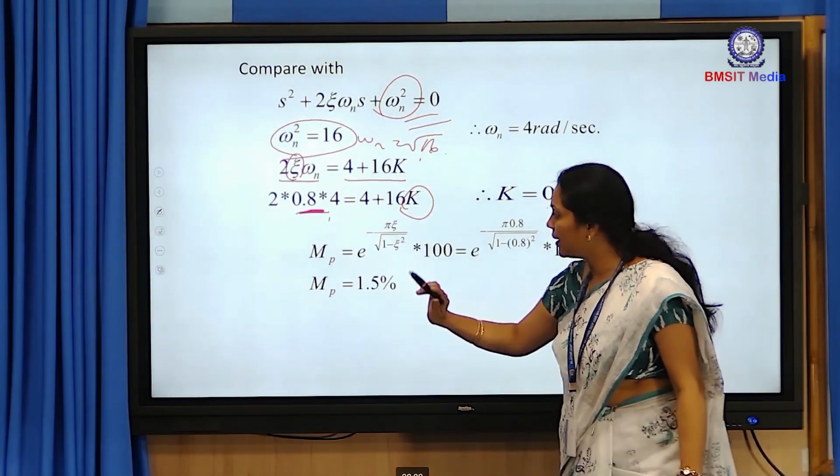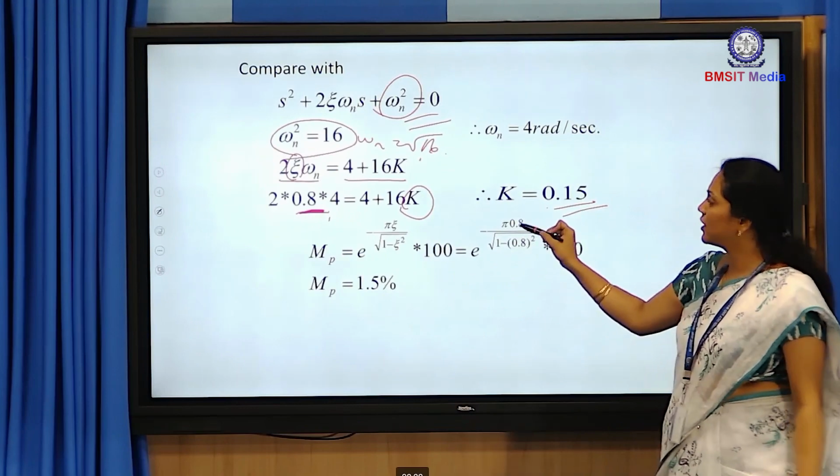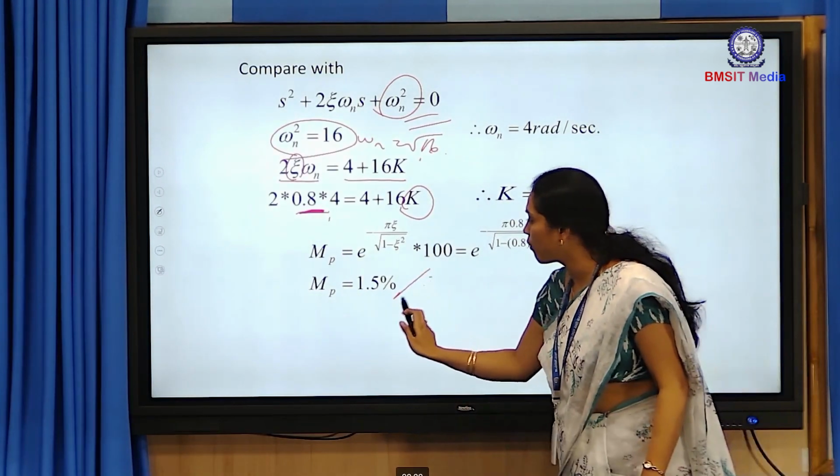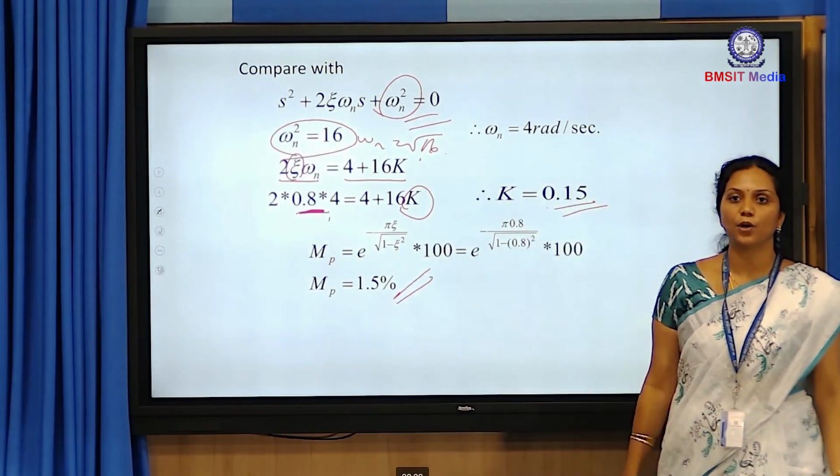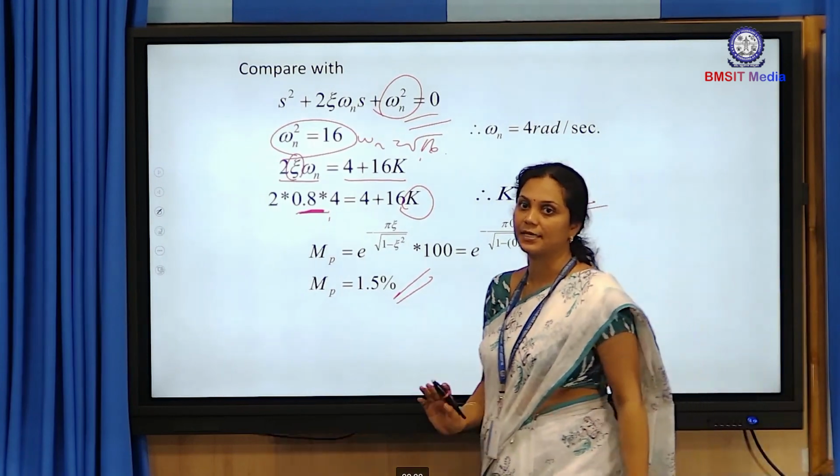And how much is MP? Same formula. Substitute the value of zeta here. I can find out the value of MP, which is equal to 1.5%.